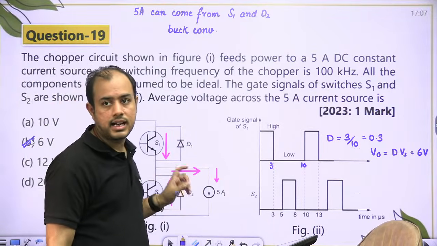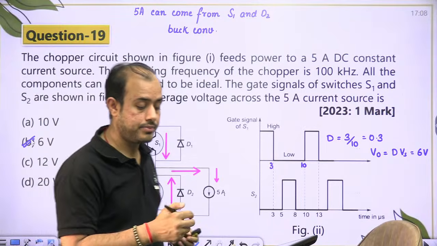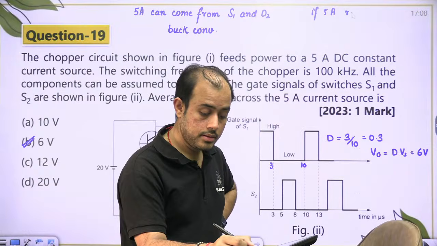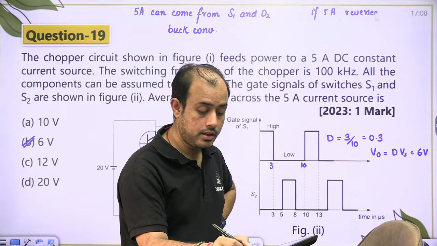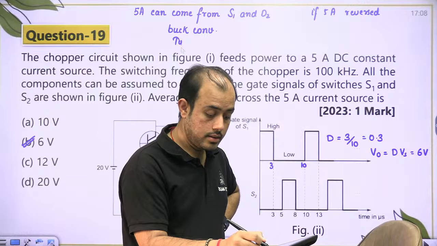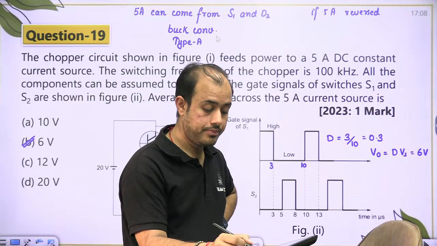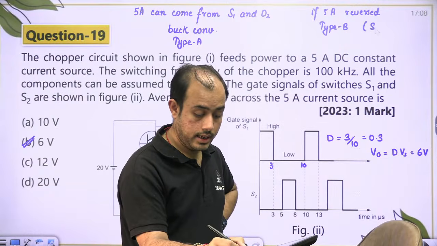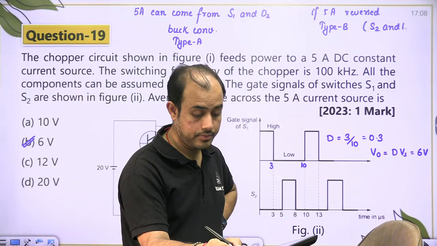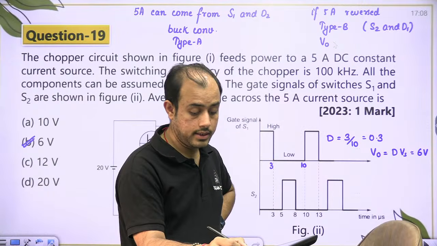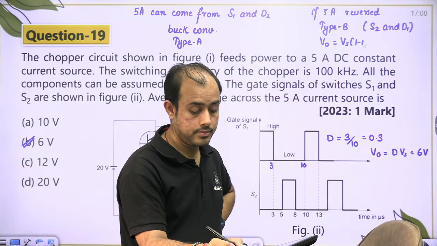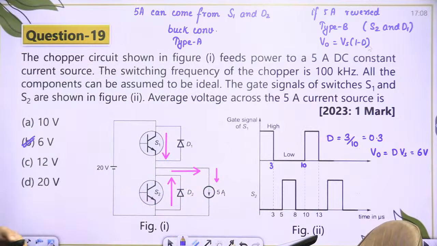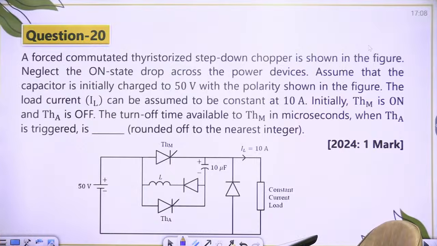If you reverse the current, then what happens? Okay. If 5 ampere is reversed, then it will become type B. S2 and D1. Then V0 is Vs times 1 minus D. Okay, then this formula comes for type B: Vs times 1 minus D.